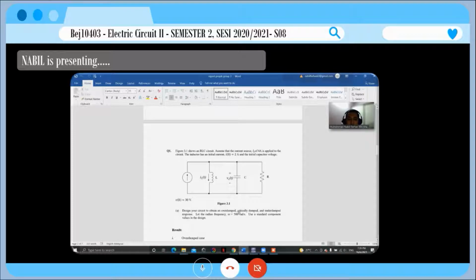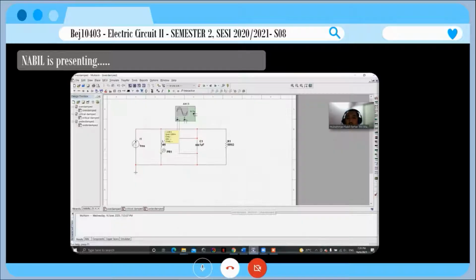Design your circuit to obtain overdamped, critically damped and underdamped responses. Let the radial frequency be 300 radians per second to determine the component value design. I will show you my simulation for this question 1A.